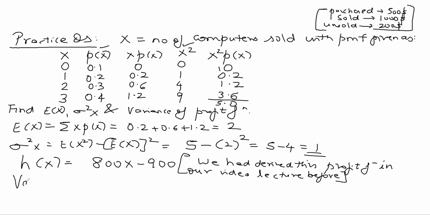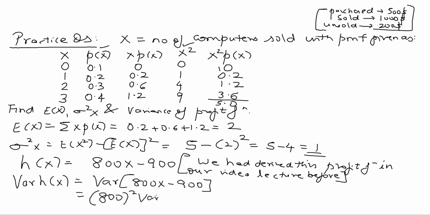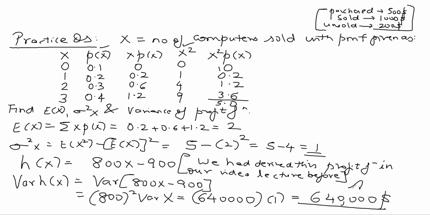So what will variance of h of x be? Variance of 800x minus 900 will be 800 square into variance of x. 800 square will be 64 with 4 zeros, into variance of x, which is 1. So my variance of the profit is $640,000. This is my answer. My variance of the profit function is $640,000.